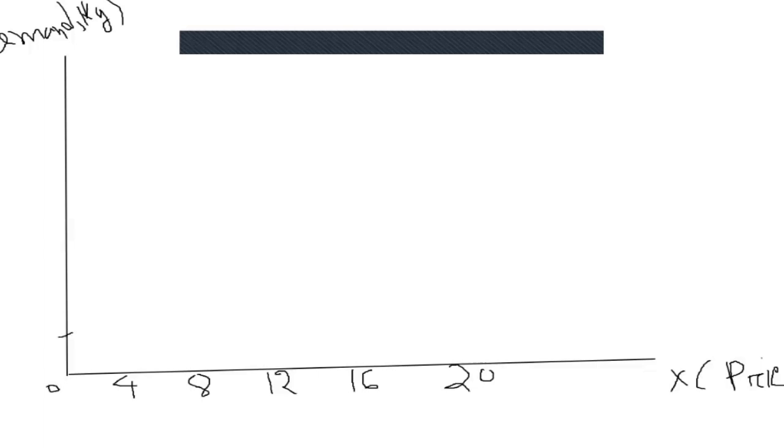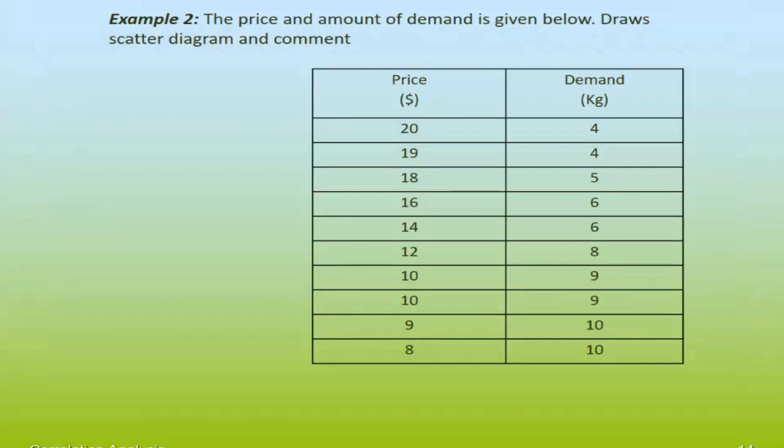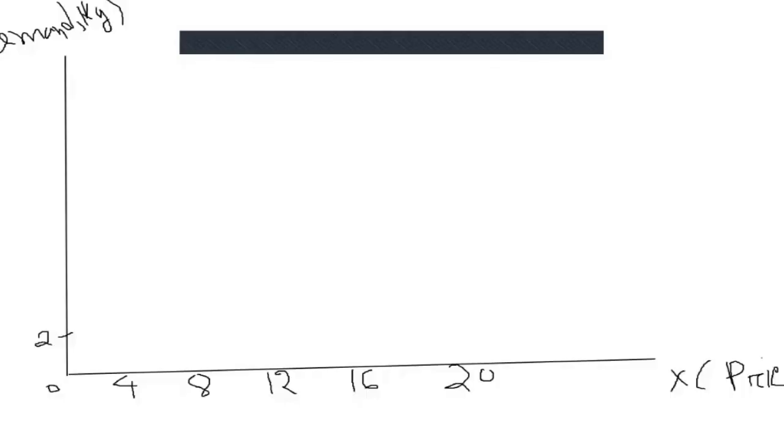Before drawing, always check the demand values. Demand is from 4 to 10, so I can take 2 to 10. For the first one take 2, then 4, then 6. You can take more gap, I think it will be more beautiful.